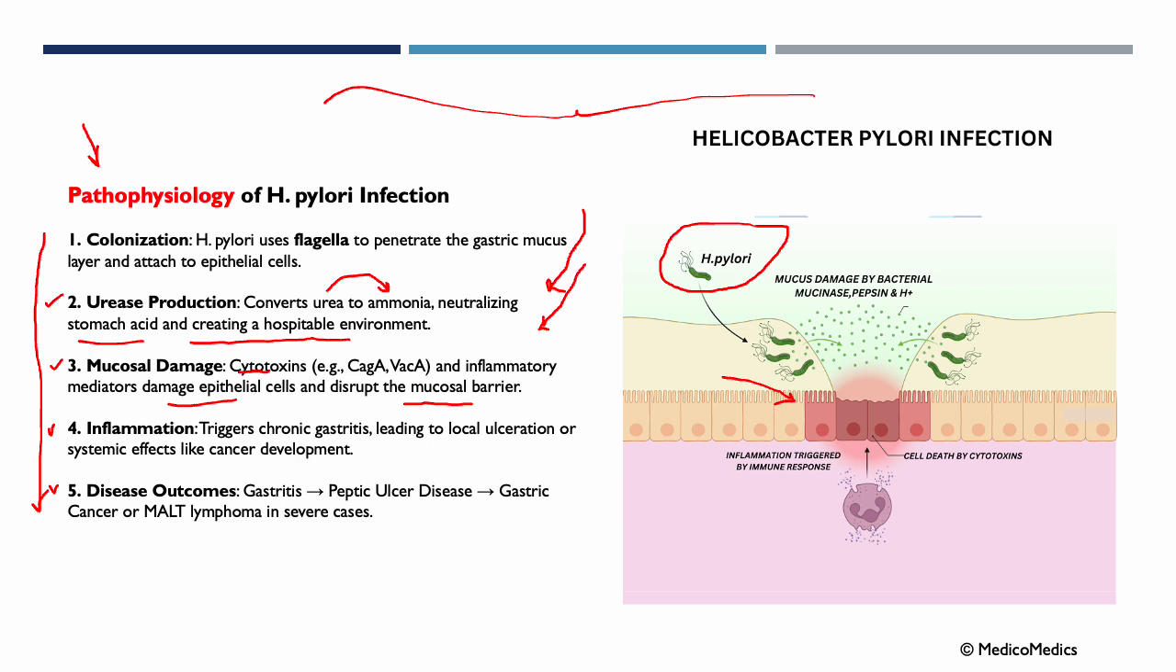Over time, this combination of direct bacterial damage plus the immune-mediated injury that happens leads to further mucosal damage. And this predisposes the patient, for example, to developing ulcers or gastritis, and in some cases, even gastric cancer or MALT lymphoma.